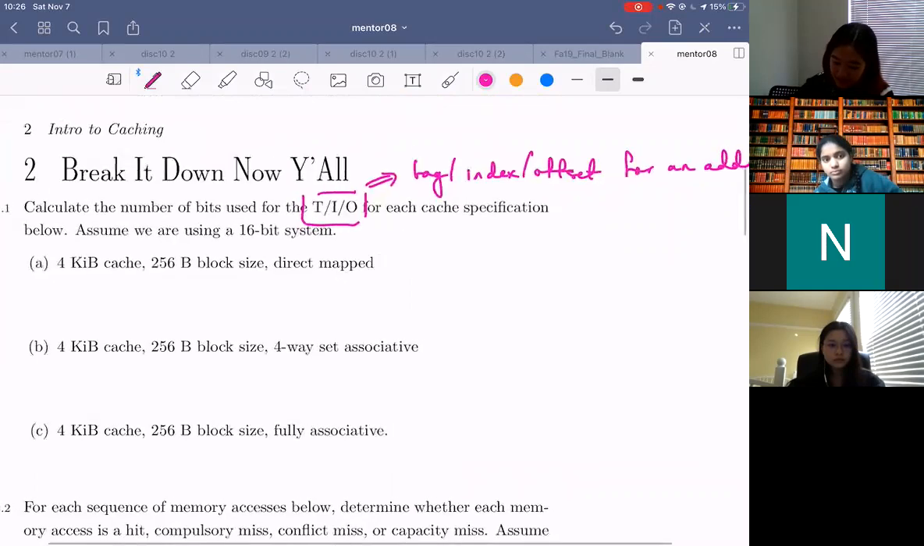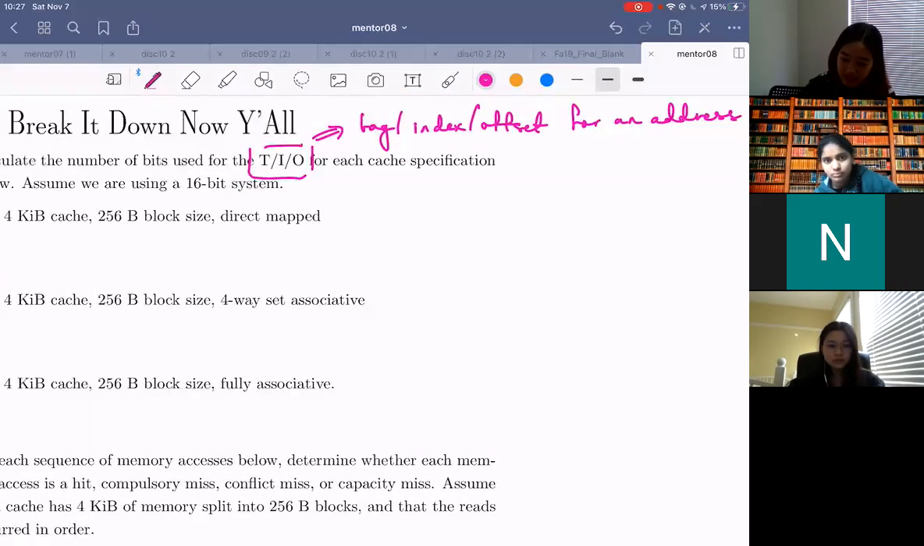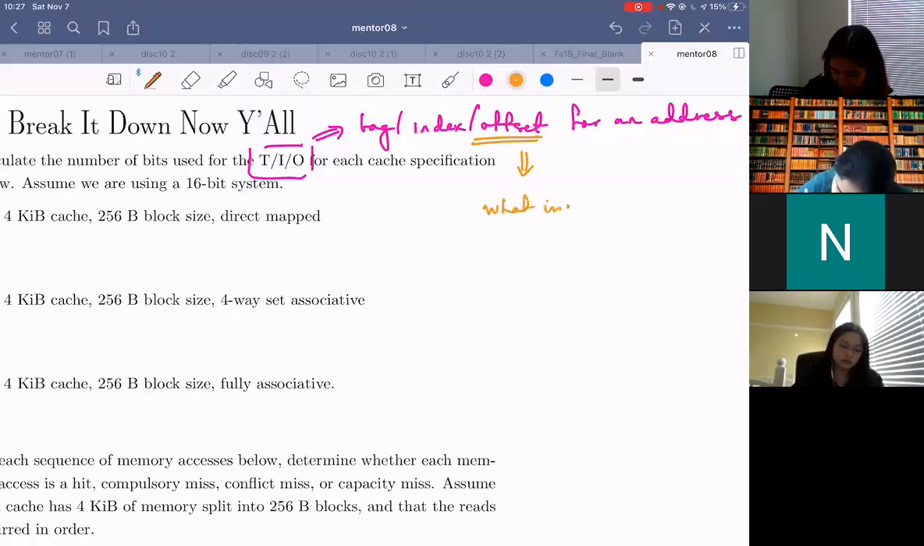Okay. The way in which we break it down is, first things first, I always like to start from the offset. What the offset specifies is how far, or what index, is the data I want sitting in for the block.